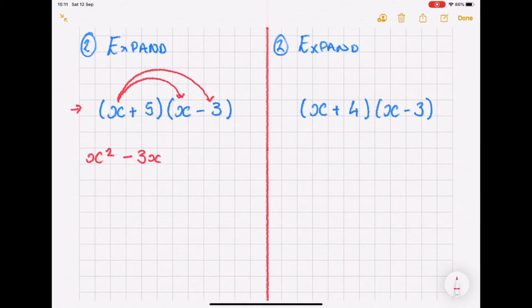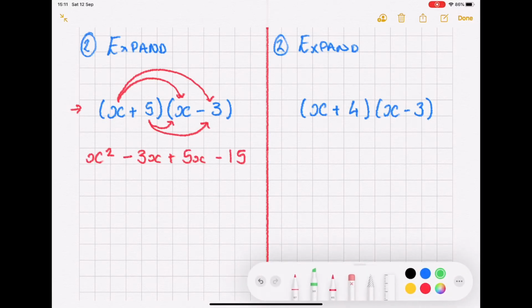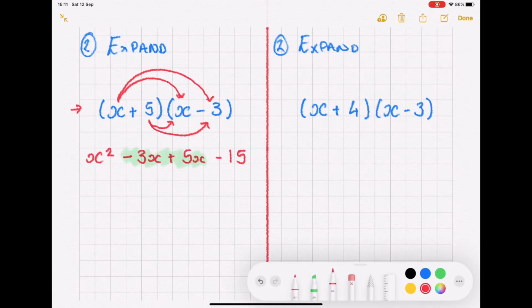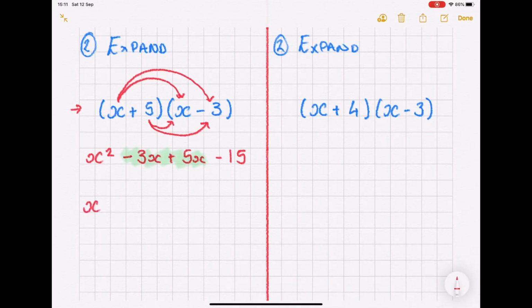And let's do our inners. So positive 5 times by x is plus 5x. And then positive 5 times by negative 3 is negative 15. Now from here, we can just simplify our expression by combining those two terms there. So we're going to end up with x squared plus 2x minus 15. And that's our final answer.